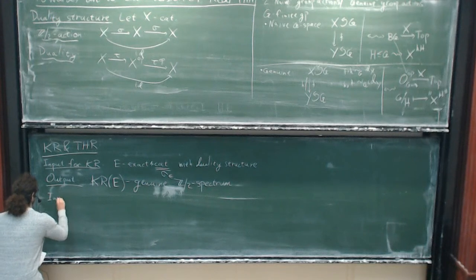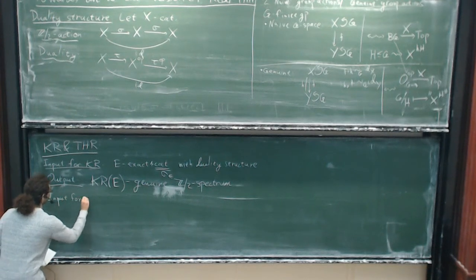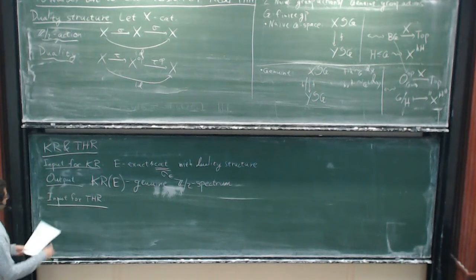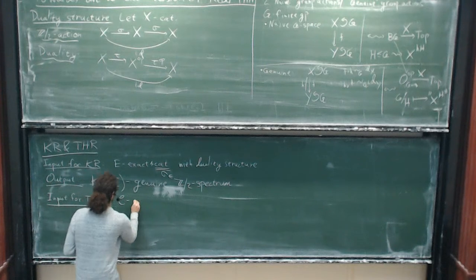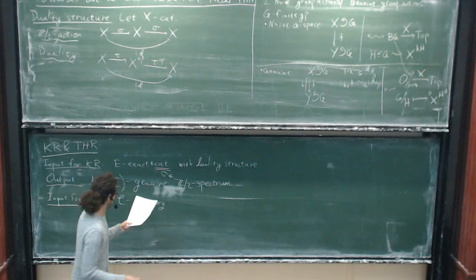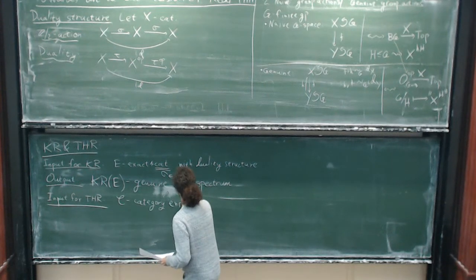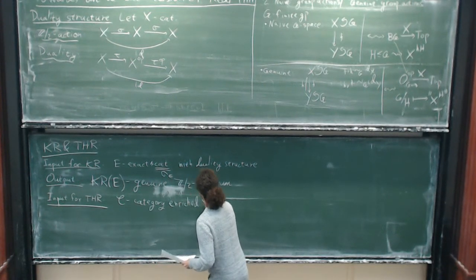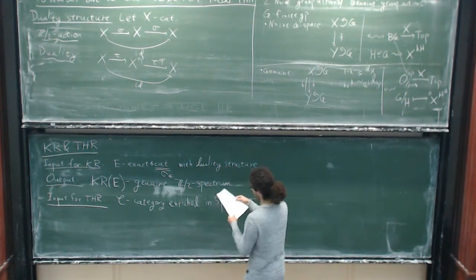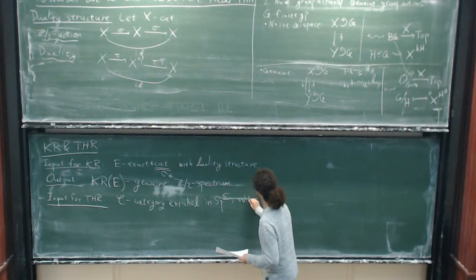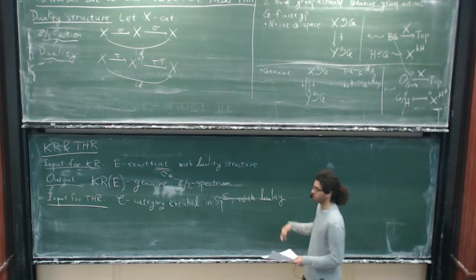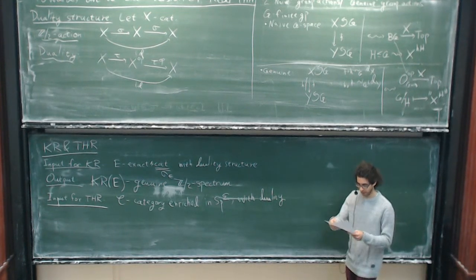What is the input for THR? It's just a category, C. Well, one category, but it's enriched in symmetric spectra. And also it has a duality structure, which gives us the real structure on THR.